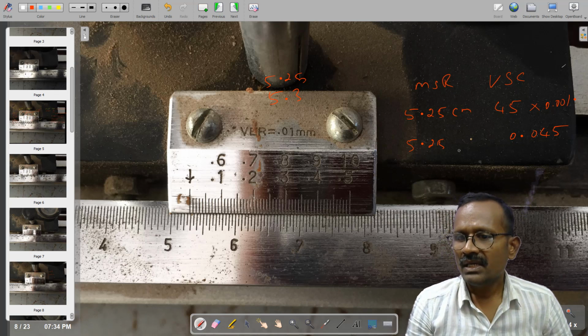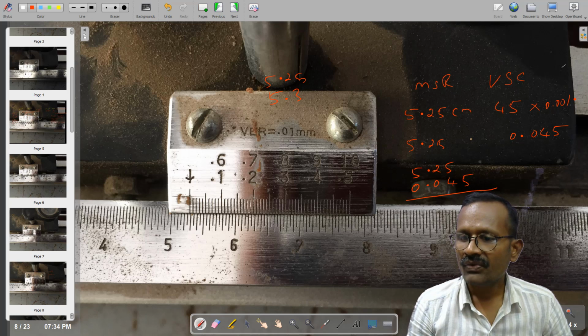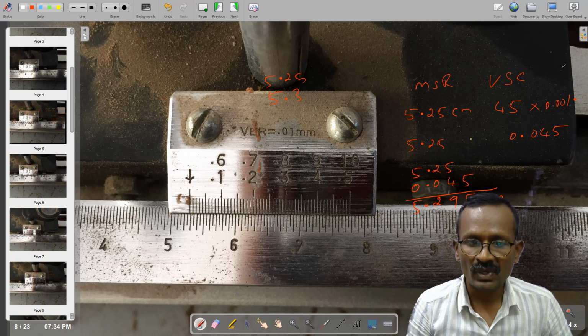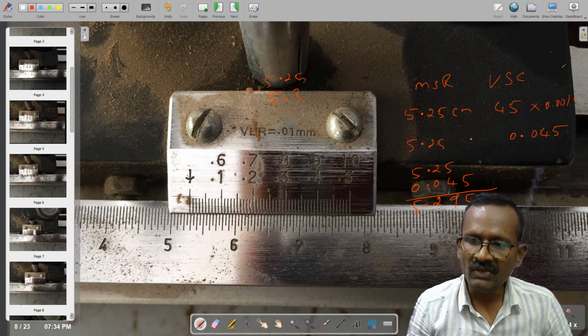0.045. If you add this with this, how much will you get? 5.25, 0.045. How much will you get? 5.295. 5.295 centimeter. What is the reading of this one? 5.295 centimeter.